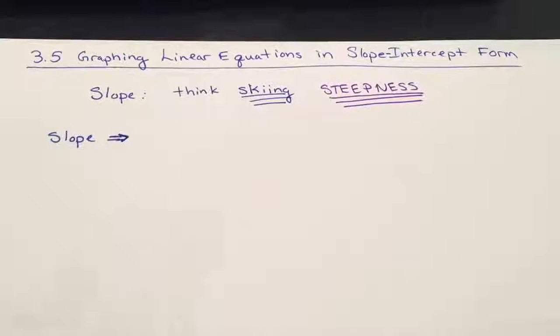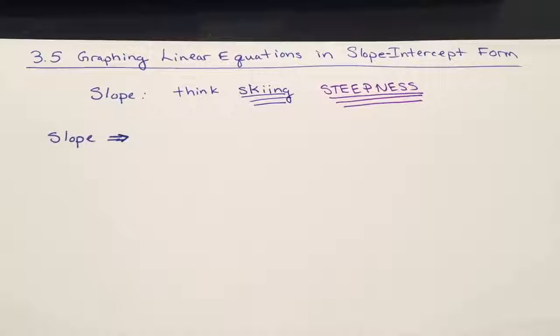Hello, ladies and gentlemen. Today we're going to talk about slope and graphing linear equations in slope-intercept form. Okay, so for today, when you think about slope, I want you to think about skiing, right? If you're a skier and you like to ski, the best possible types of slopes you can be on are the steepest ones, right? That's the best thrill. Well, that's the idea.